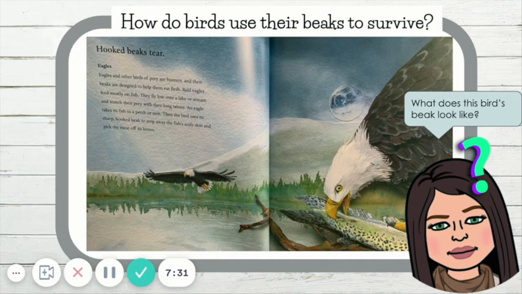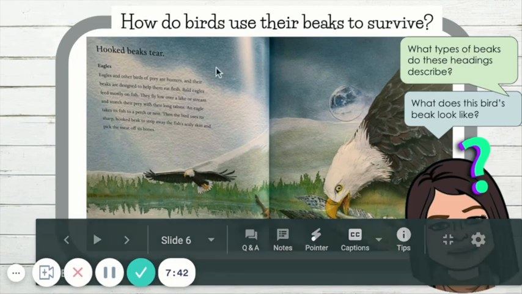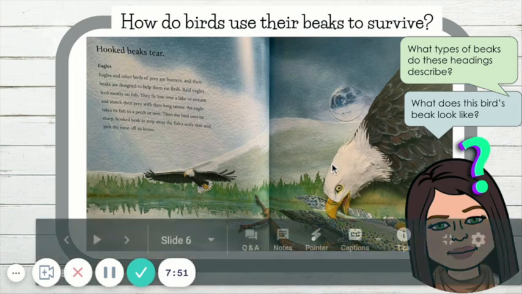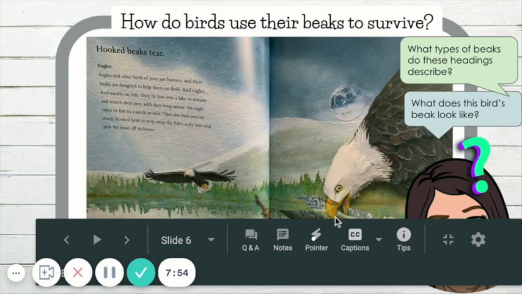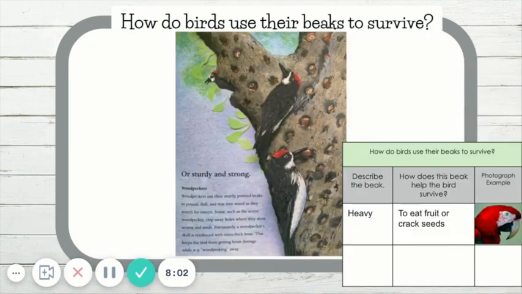Yes, this bird has a hooked, sharp beak, and it's yellow. Good observation. And what types of beaks do these headings describe? There's two headings here. The first one describes hooked beaks, right? You can look at the eagle and see that little hook right here. And what bird is this? I just said it. That's right, this is an eagle. Let's keep reading.